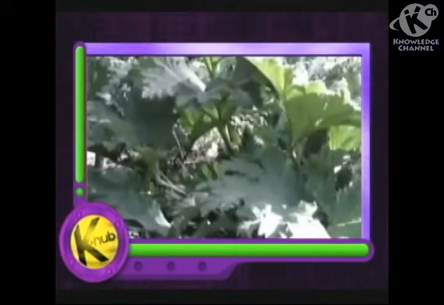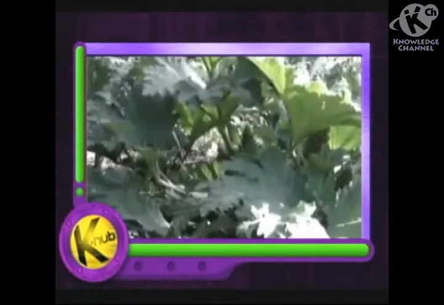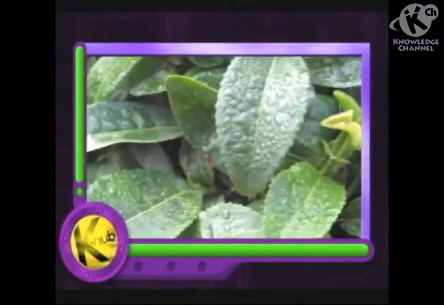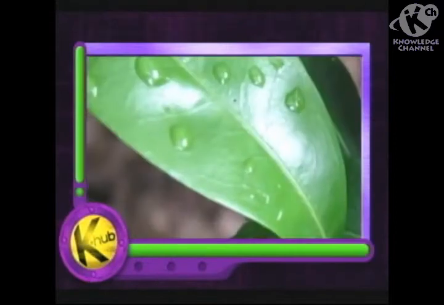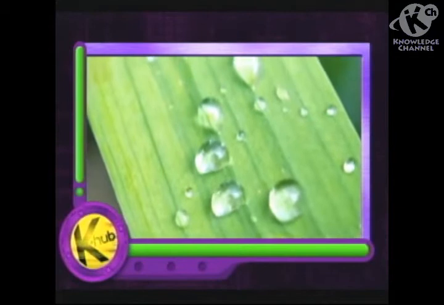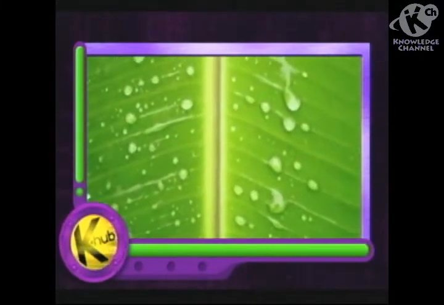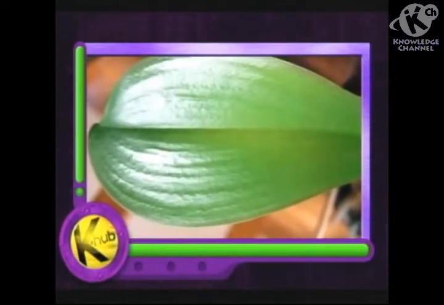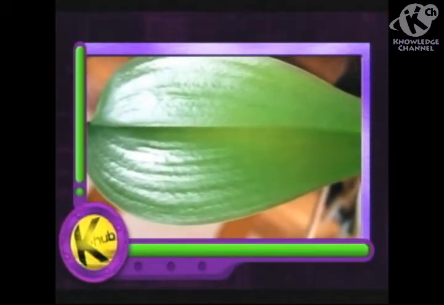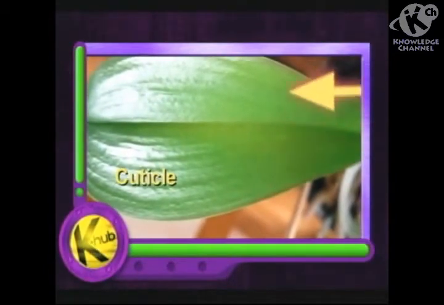In herbaceous plants, the epidermis remains as the outer covering of the entire plant body throughout its life. The epidermal tissues of the stems and leaves are covered with a waterproof, waxy cuticle secreted by the epidermal cells. Look at this leaf. The shiny coating on this leaf is called cuticle. The cuticle reduces evaporation of water from the plants.